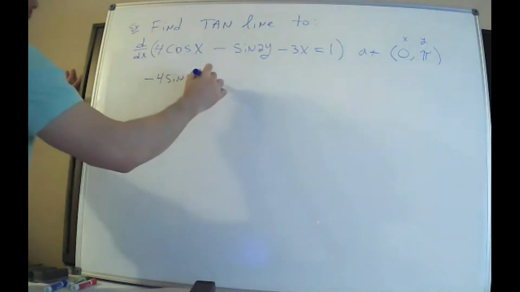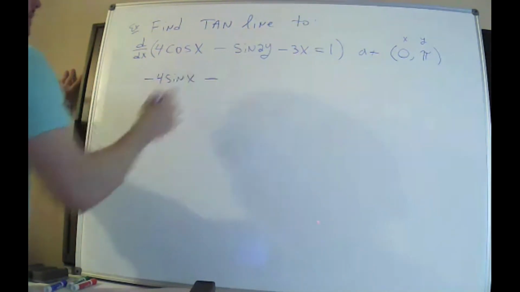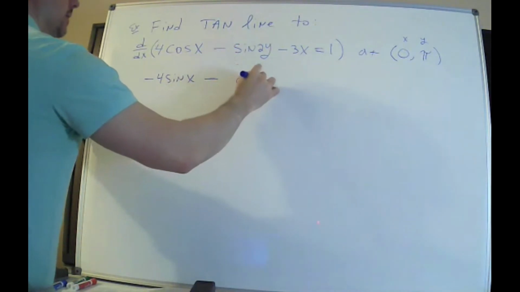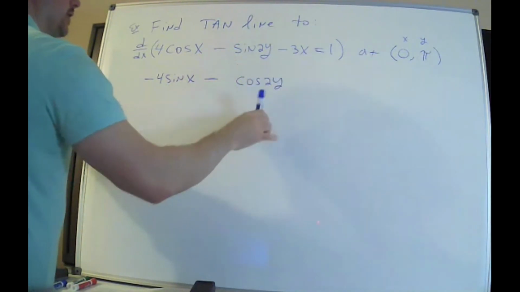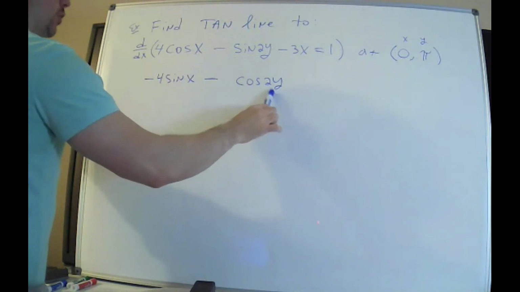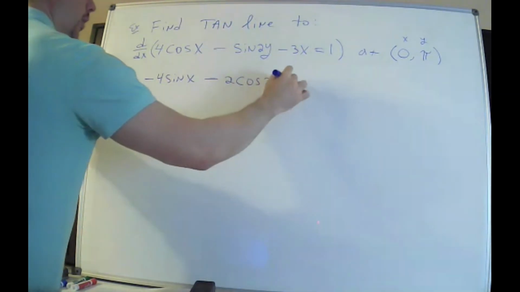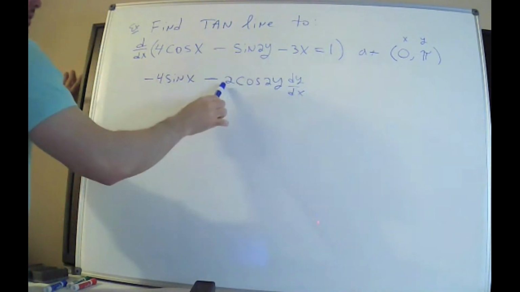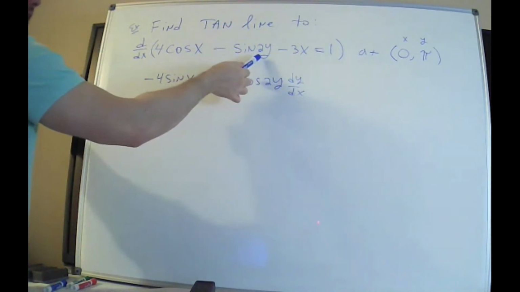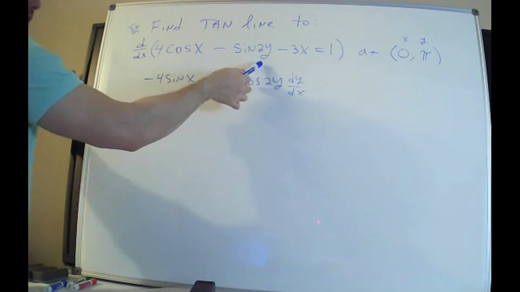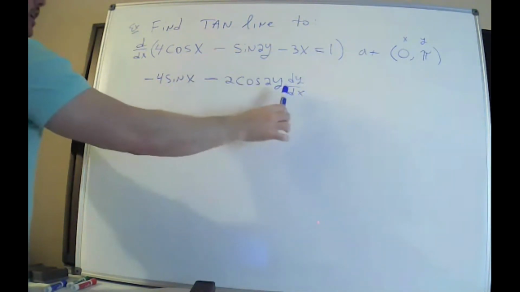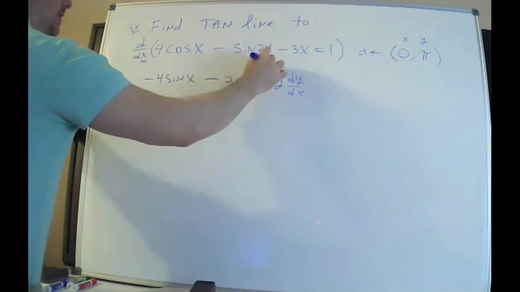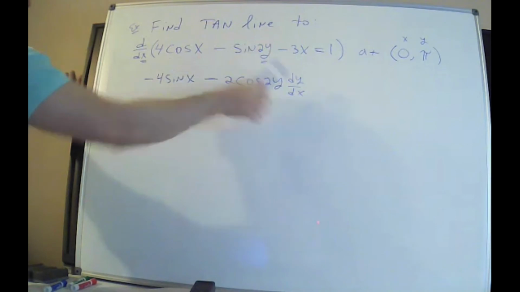So done. Now I need the derivative of sine 2y. The derivative of sine 2y is cosine 2y. But now I need the derivative of 2y. The derivative of 2y is 2 dy dx. It's not 1. It's not just dy dx. You have the dy dx because the letters don't match. As soon as you take the derivative of something with a y, you have to put dy dx there.